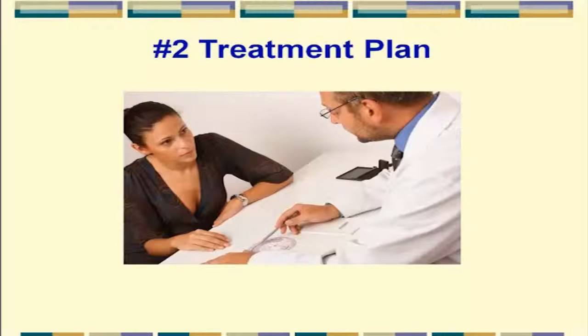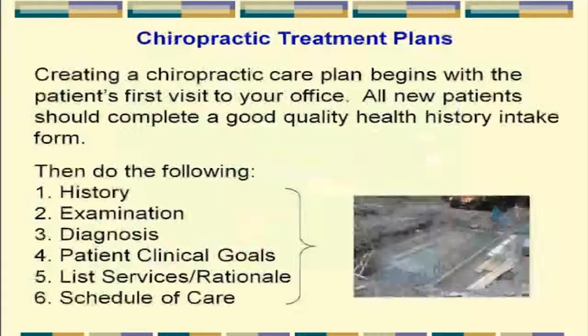Ultra important. Come on, every new patient, I don't care if it's a cash patient, work comp, personal injury, Blue Cross Blue Shield, in-network, out-of-network, doesn't matter. You have to create a care plan for every single new patient that walks into your office. So let's talk about it a little bit. Creating a chiropractic care plan begins with the patient's first visit. So what does a care plan consist of? In my opinion, 6 items: history, exam, diagnosis, goals, services to be rendered, and the schedule of care.